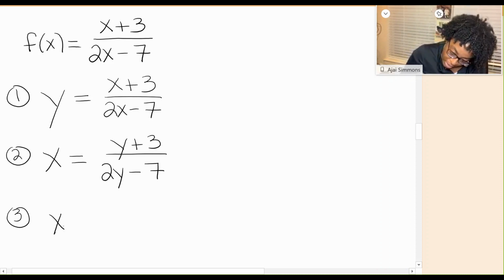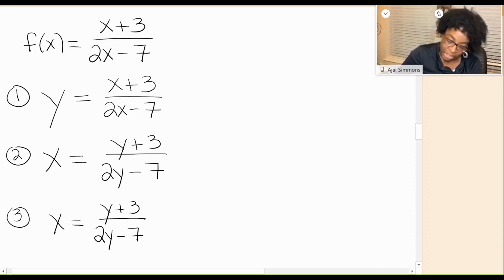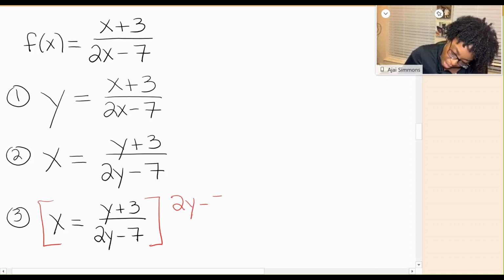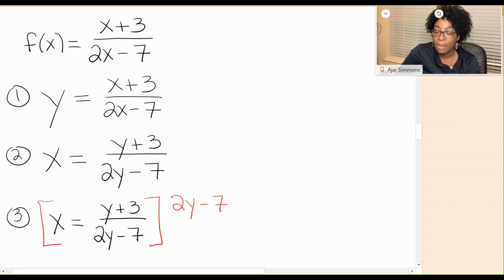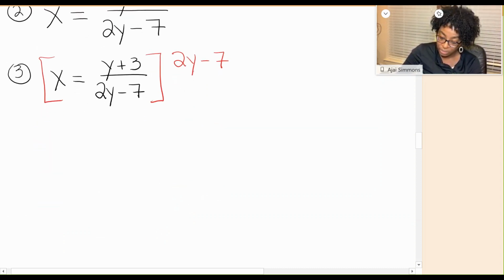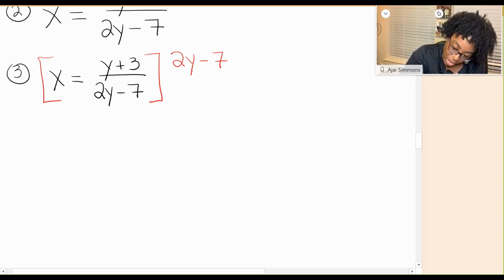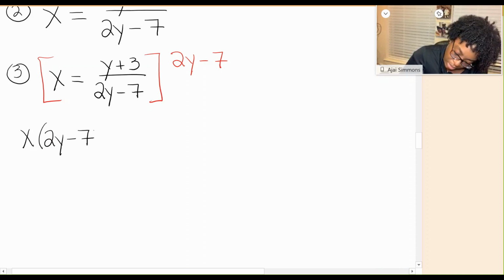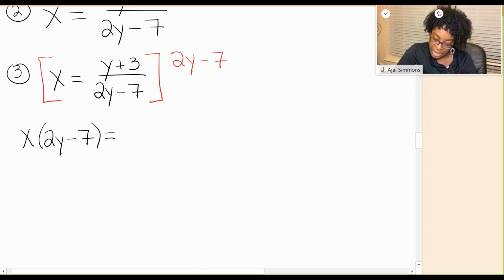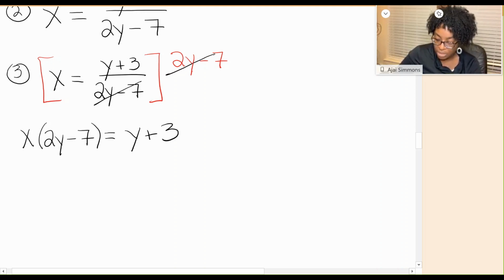In order to start that process, we have to get rid of this fraction. Let's start out by doing that. In order to get rid of the fraction, you multiply by the LCD. The LCD in this case will be 2y minus 7. So I multiply 2y minus 7 to both sides. On the left-hand side, this will be x times 2y minus 7. And then on the right-hand side, this crosses out. You'll get y plus 3.